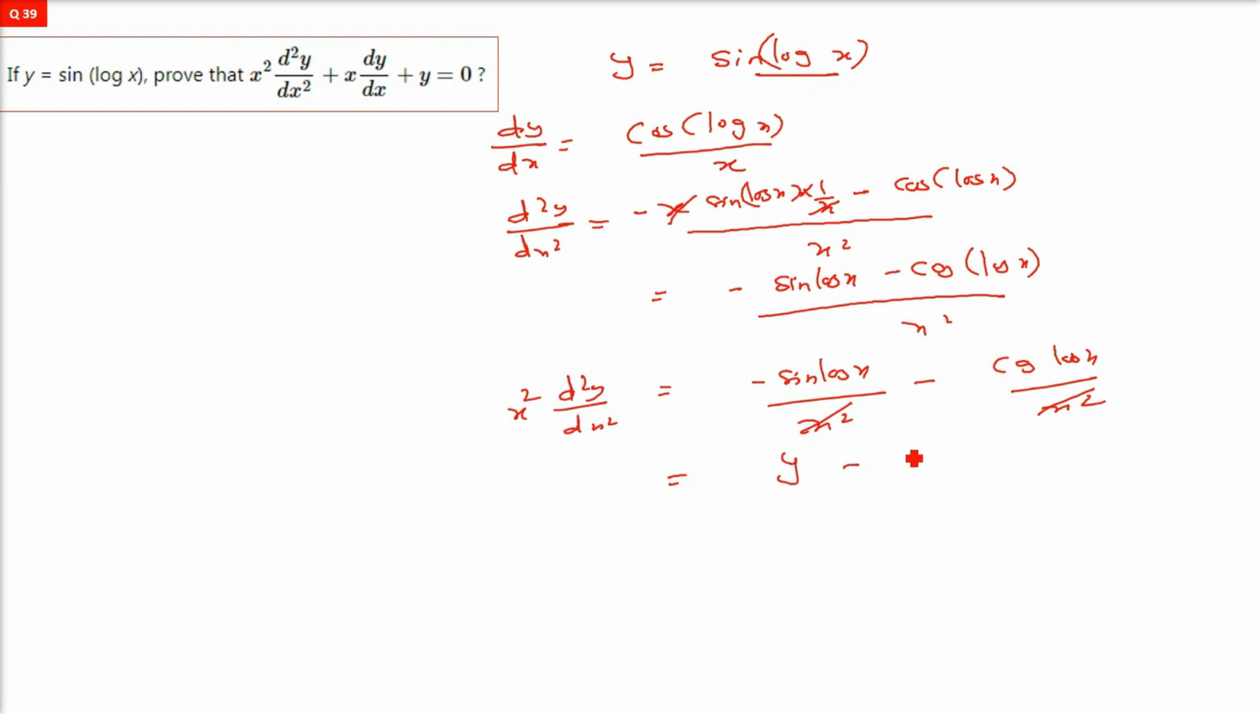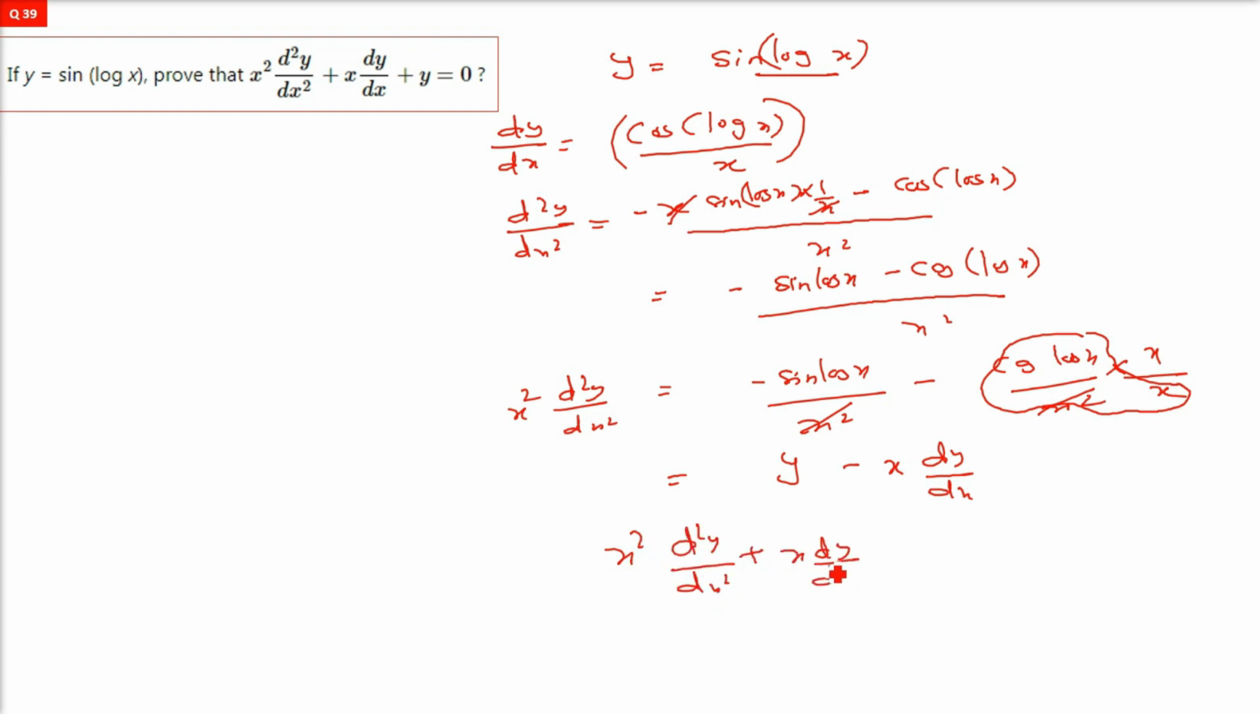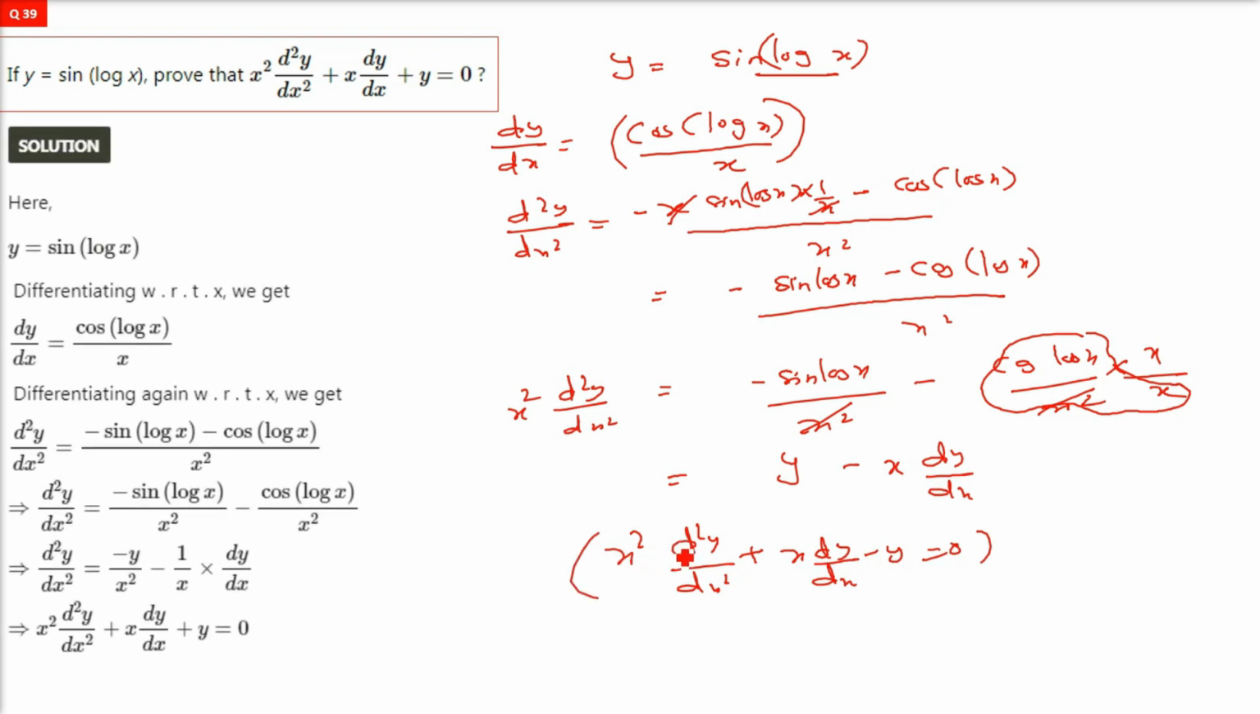And then cos log x. What is cos log x? From here, if you take x on the left hand side, cos log x is going to be x into dy by dx. So this total is dy by dx here and this x here. Now take it on the left. So x squared d2y by dx2 plus x dy by dx minus y is equal to 0. This is the answer. And how are we going to write it? This is given here. So these are the whole steps you have to follow and write.